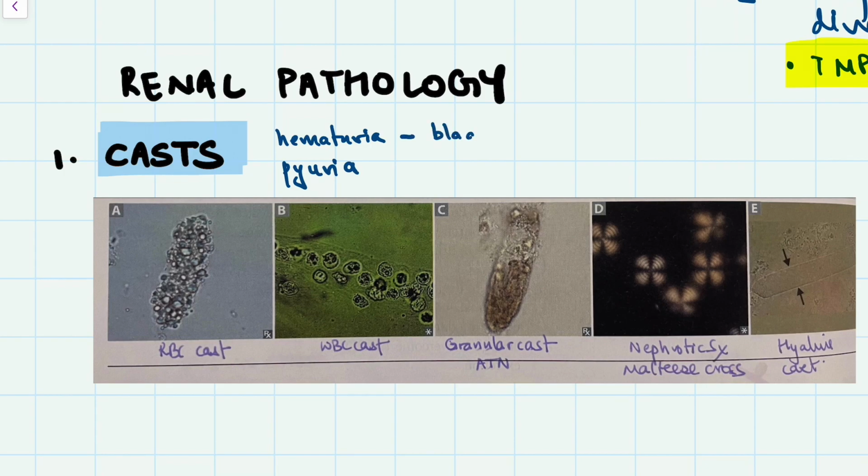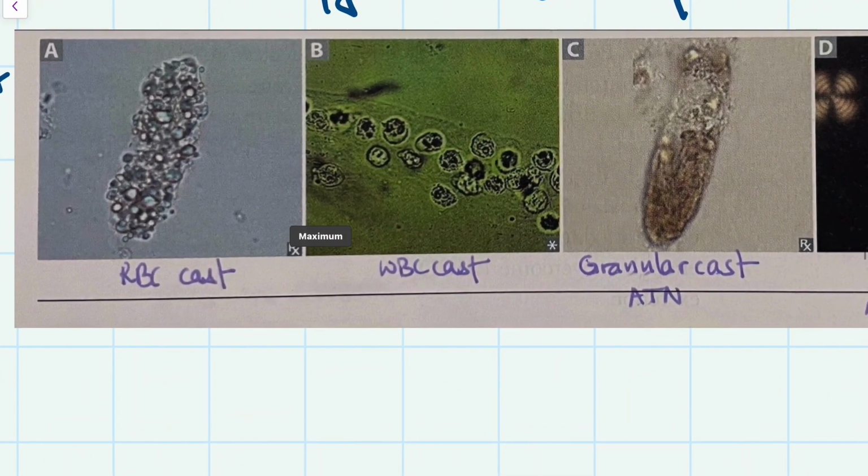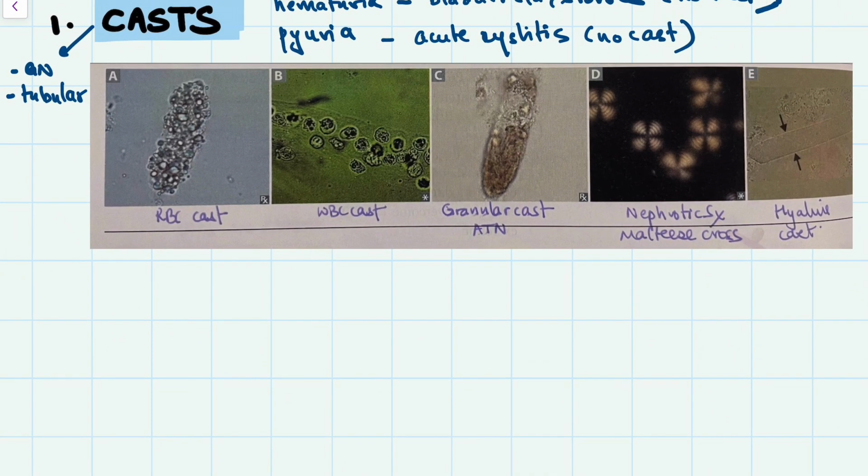For example, in cases of bladder cancer and kidney stones also, we see hematuria, but here there will be no cast. Similarly, in case of acute cystitis, there would be pyuria again, but there would not be any cast present, right? So presence of cast would shift our focus to either a glomerular or a tubular cause. So let us look at these casts one by one. First is the RBC cast, right? RBC cast would be seen in glomerular nephritis and hypertensive emergency.